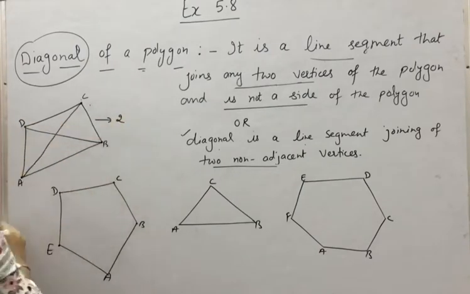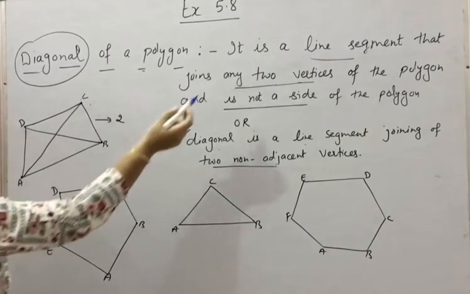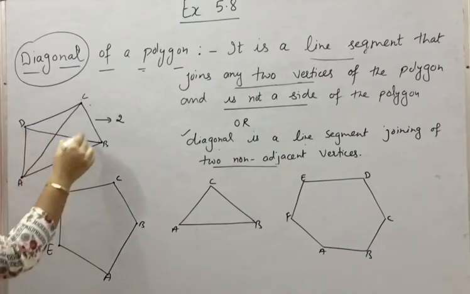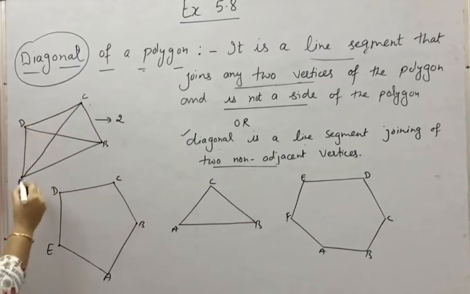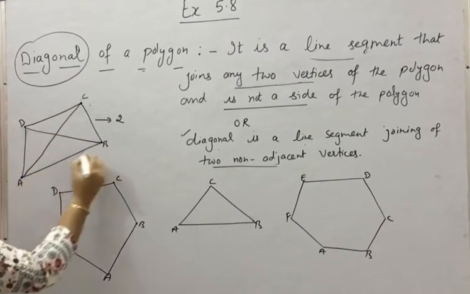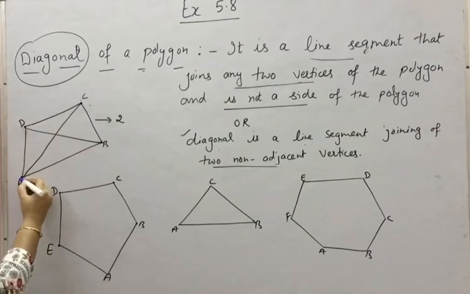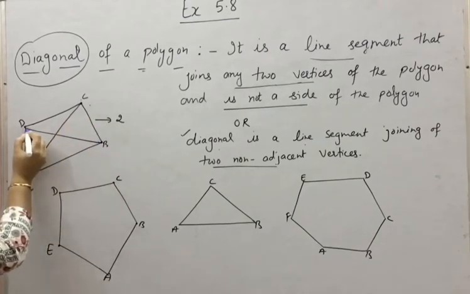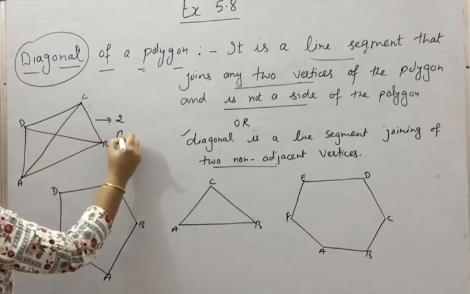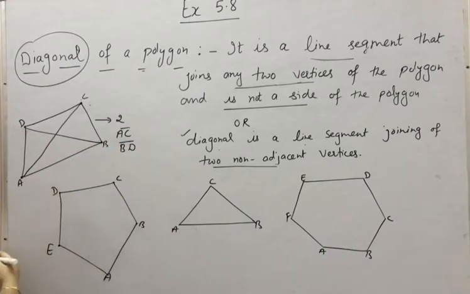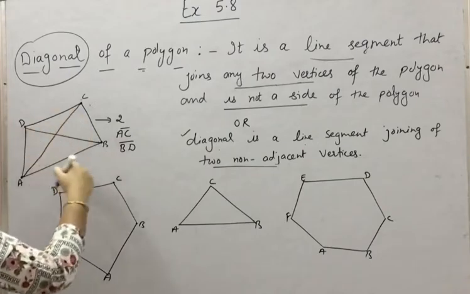So how many diagonals does a quadrilateral have? Two diagonals. Now students, if we look here, there are six line segments obtained from any two vertices, but AB, BC, CD and DA are the sides. Only AC and BD are line segments that are not sides. It means AC and BD are the diagonals of a quadrilateral.